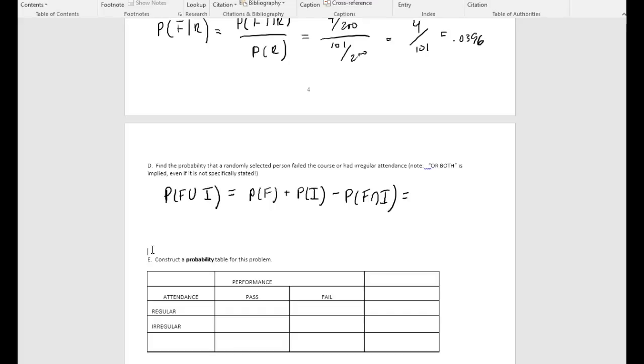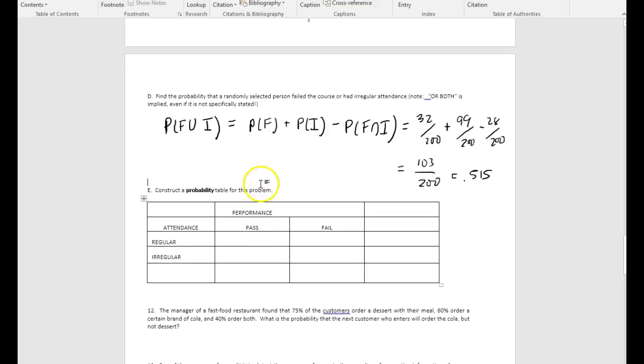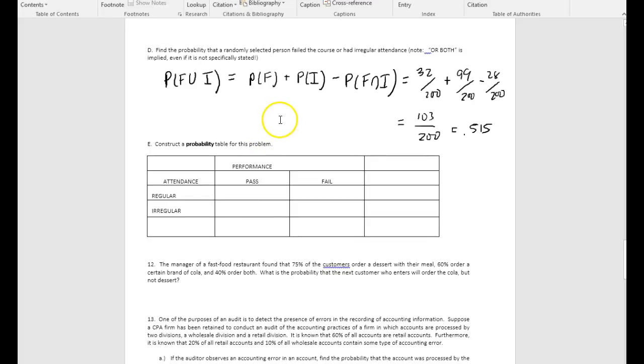So we scroll up. Actually, I'll let you guys scroll up. Failed is 32 over 200, plus irregular, which is 99 over 200, minus the intersection, which is 28 over 200, and we get 103 over 200, which is 0.515.